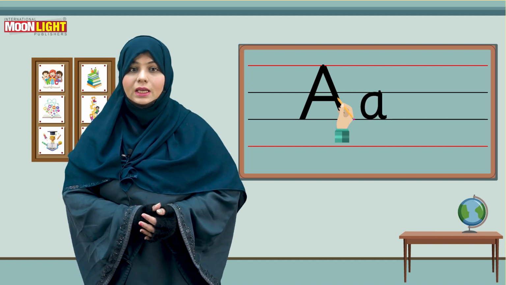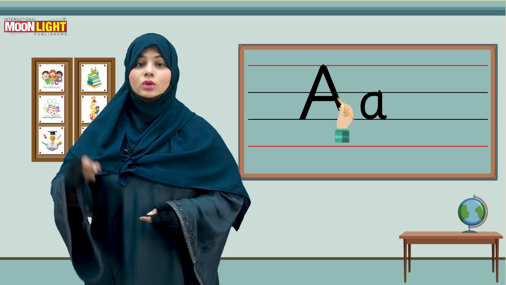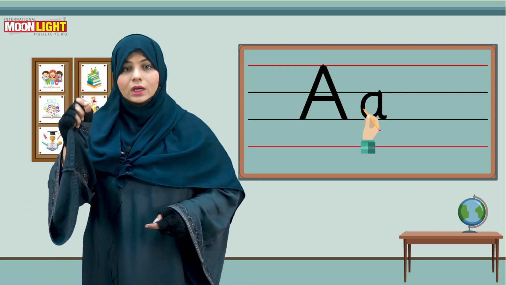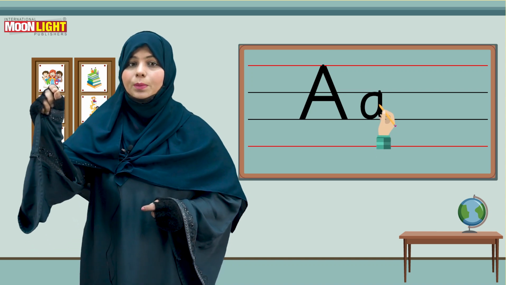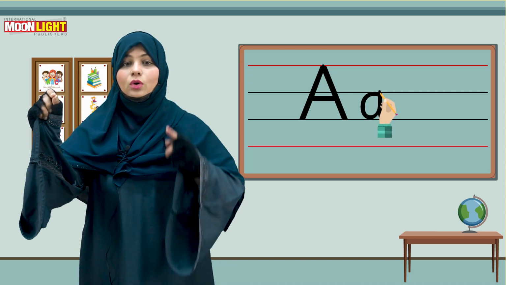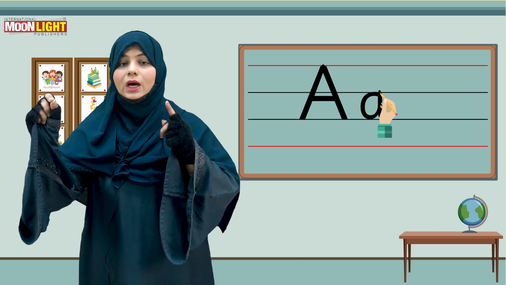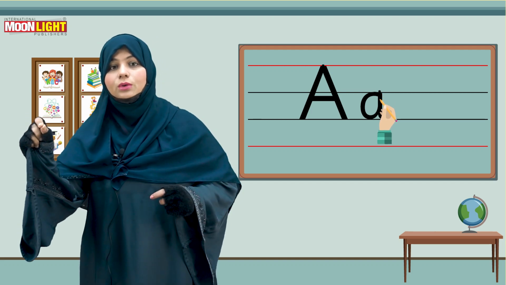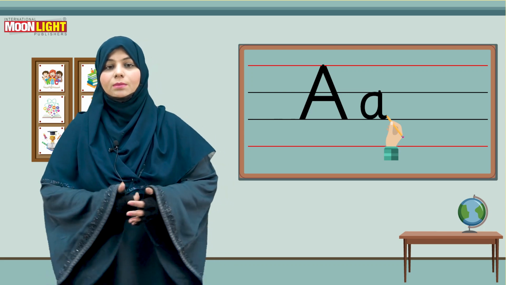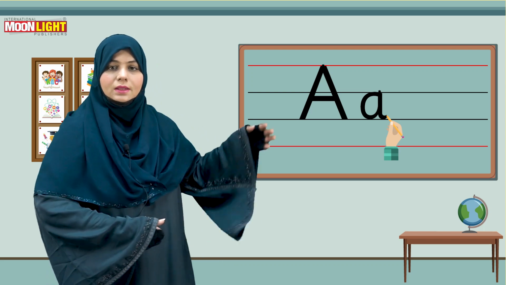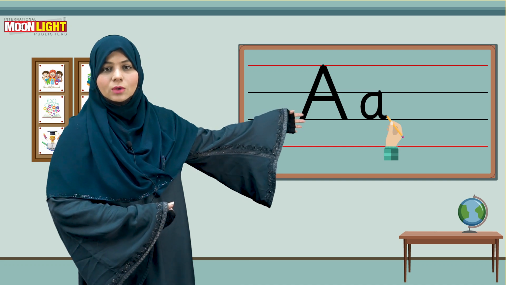For small letter A, there is a dot which is on second line. Go round and make a small half circle. Then go up and join it on the starting point of half circle. Then again go down and make a hook on third line. It will become small letter A. This is capital letter A and this is small letter A.